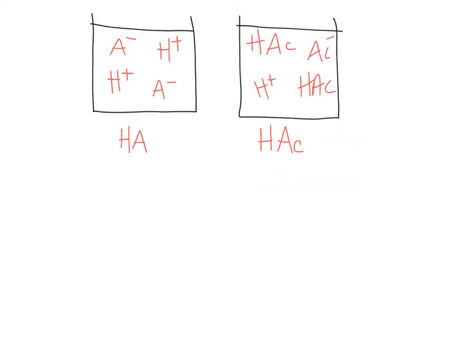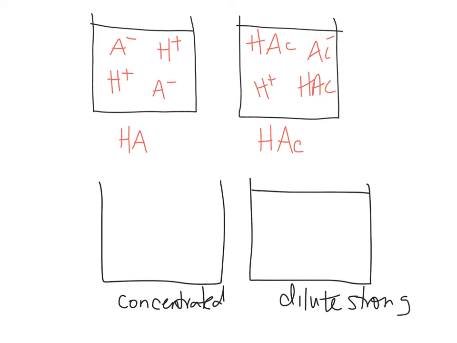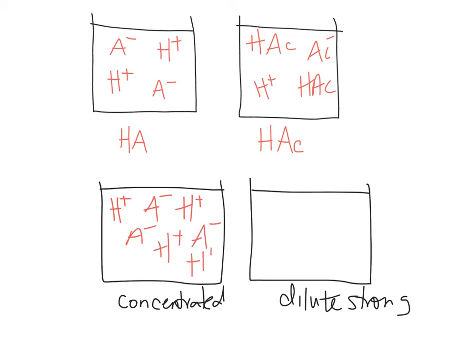Now if we look at concentrated versus dilute, if we do concentrated strong versus dilute strong, this is talking about how much acid is in the water, in the beaker. So concentrated means we have a lot of solute. So we will have a lot of ions.